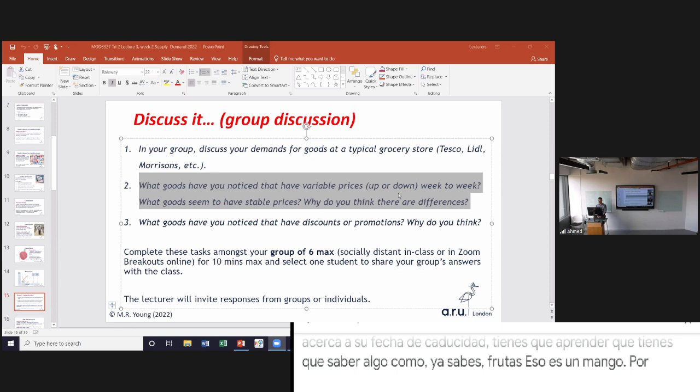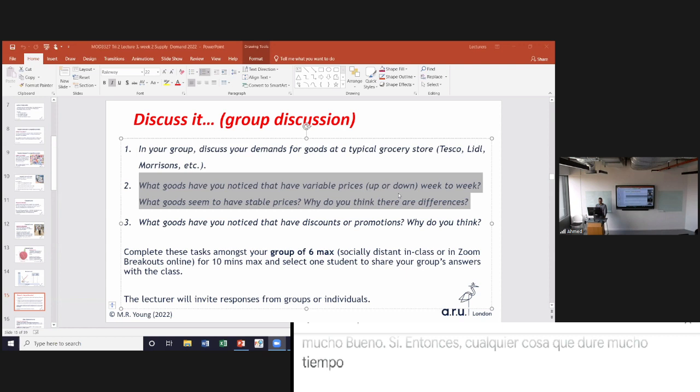When it comes to something that will not go off, tinned stuff lasts a long time, okay? So any tinned product will last a long time, so you can have pretty stable prices for tinned stuff. So that's the main idea. Any other ideas? Yes, we did say essential stuff, like for example, rice. It doesn't go bad, rice will last a long time. One packet of rice can last months.